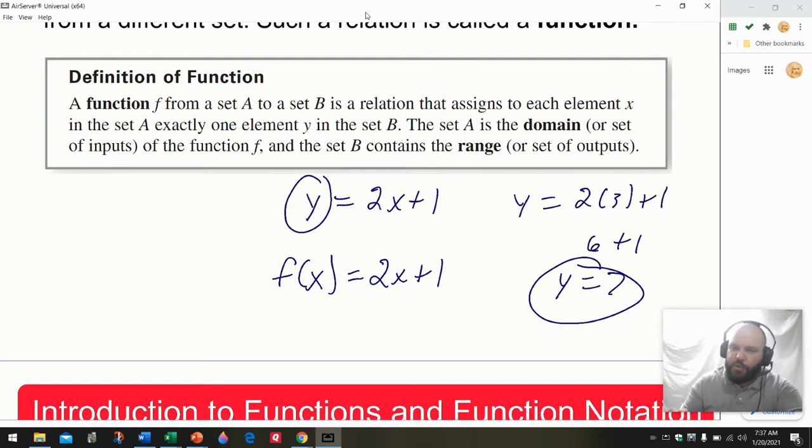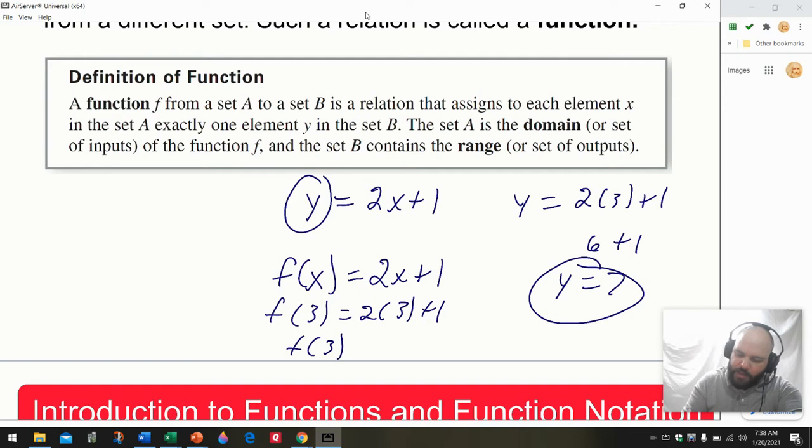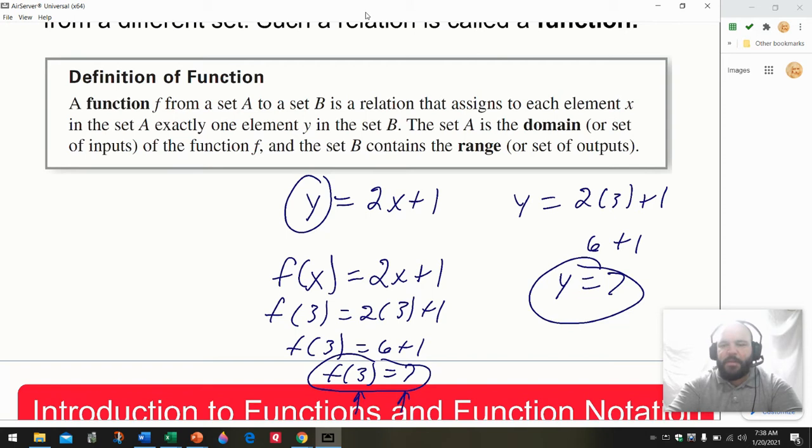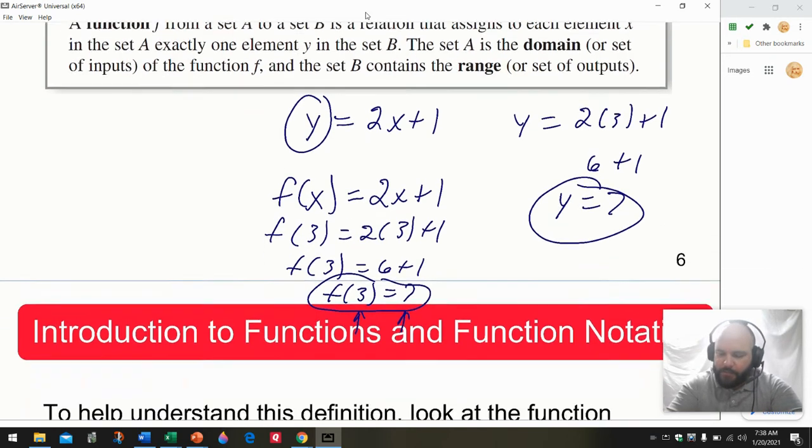But if you use function notation, you would have f of 3 equals 2 times 3 plus 1. So f of 3 equals 6 plus 1. f of 3 equals 7. Now looking at this notation, you can see that we plugged in the number 3 into the function, and then the output that we got was 7. So it's a much more descriptive way of writing functions. That's why we use it in upper level math.